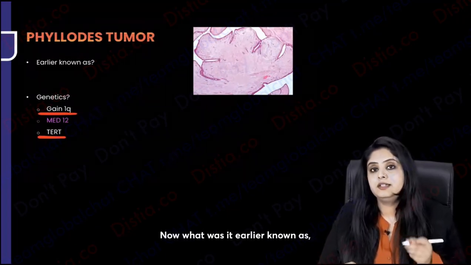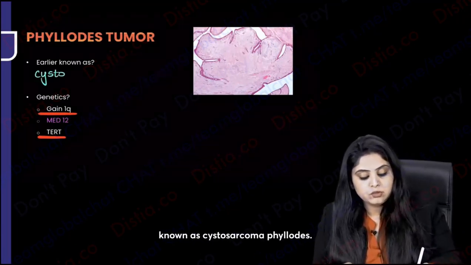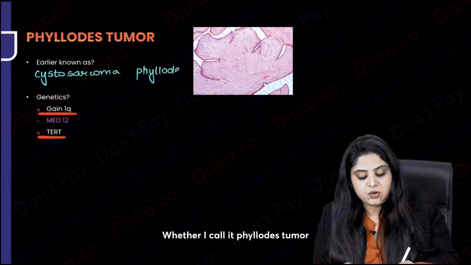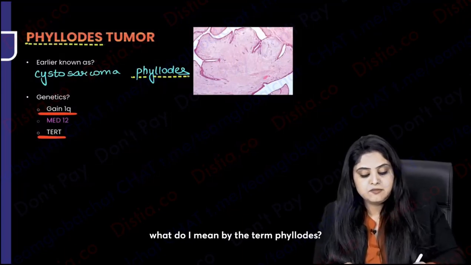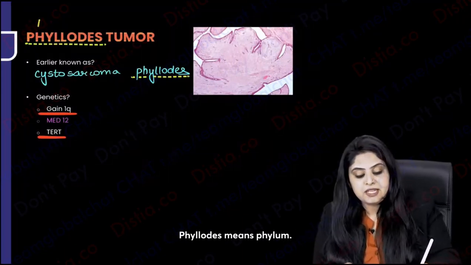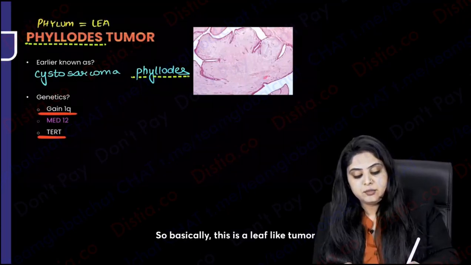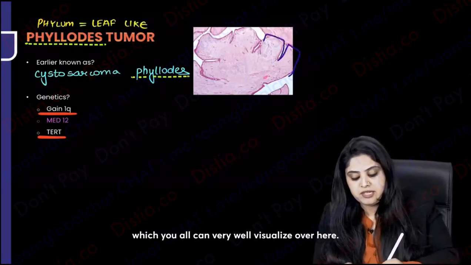Now, what was it earlier known as? That will solve a lot of confusion. Earlier Phyllodes tumor was known as cystosarcoma phyllodes. Now let's try and break the term in both the places. Whether I call it Phyllodes tumor or whether I call it phyllodes, what do I mean by the term phyllodes? Phyllodes means phylum and phylum means leaf. Phylum refers to leaf. So basically this is a leaf-like tumor which you all can very well visualize over here.